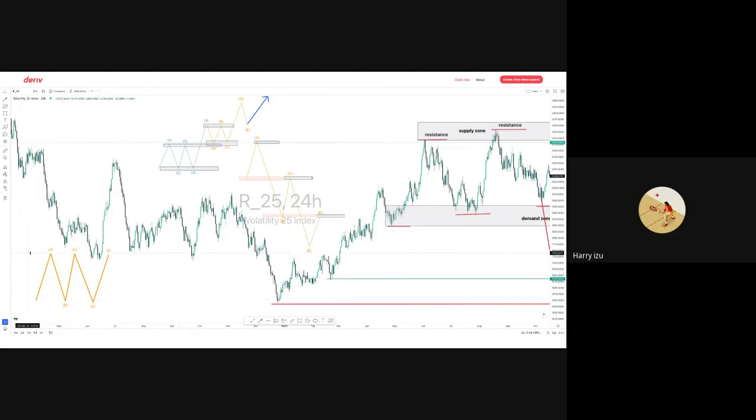The first law. Yeah, this is representing the first law. That is the law that says that the price of the market has to respect the demand and supply. That if the price of the market hits these zones of either the demand or supply, there has to be what? A change in direction.